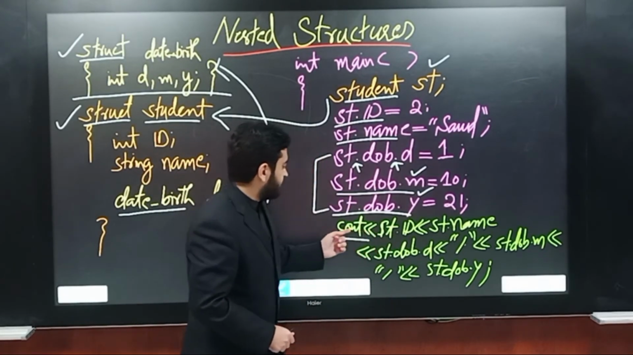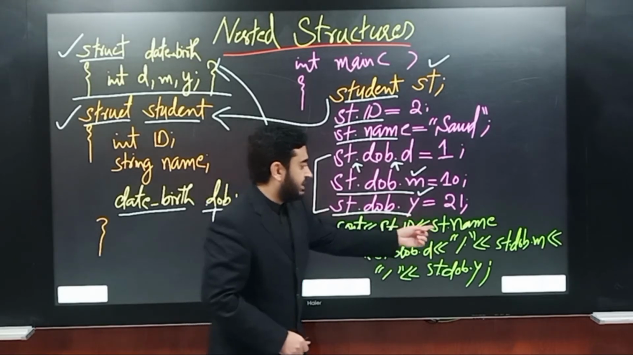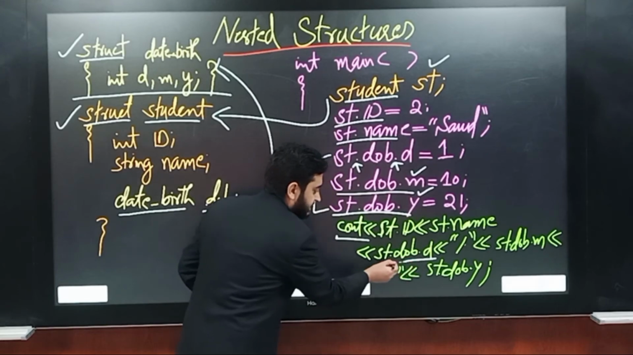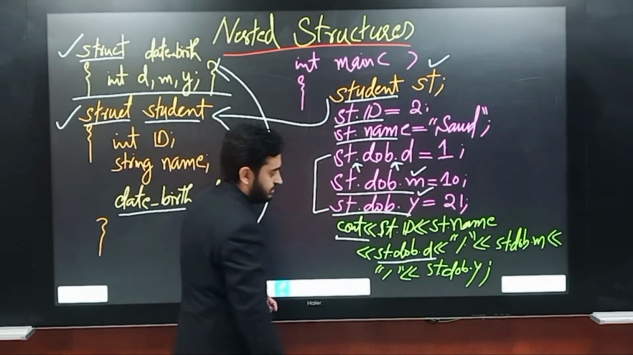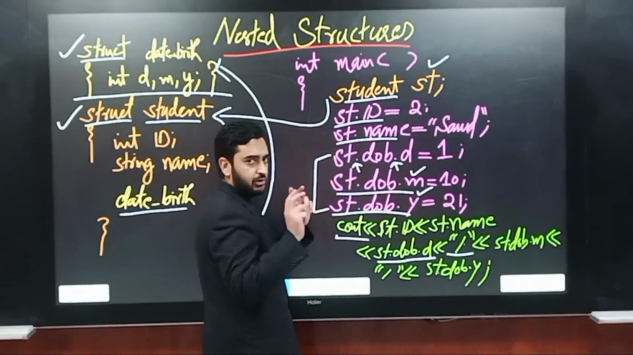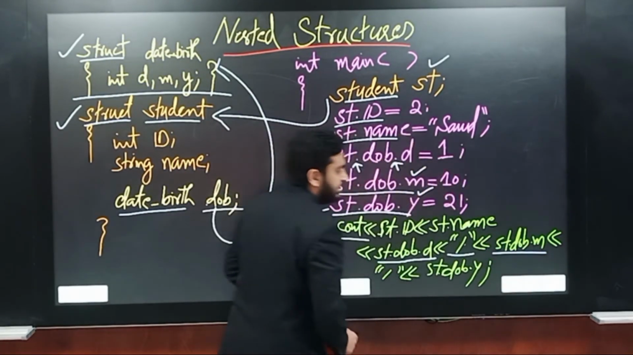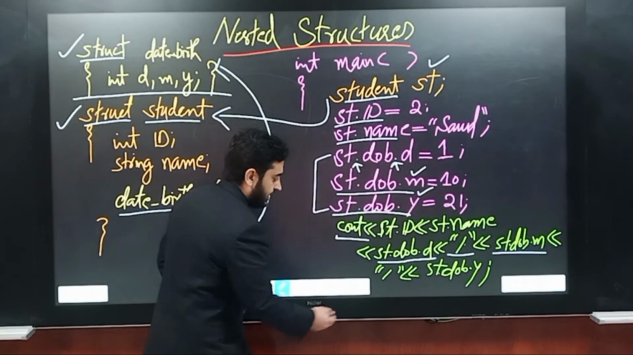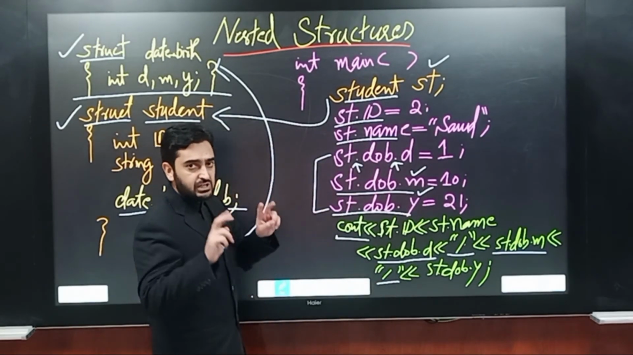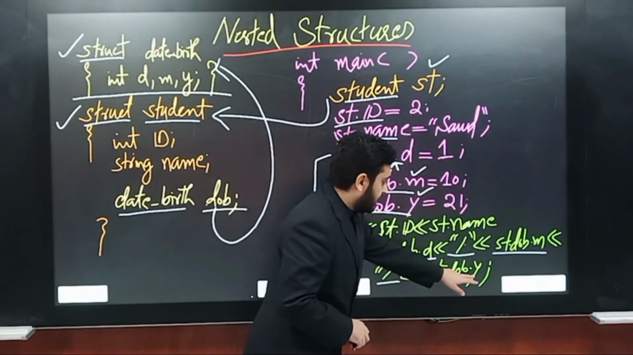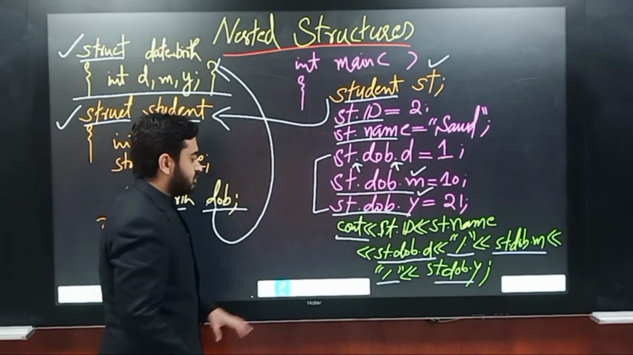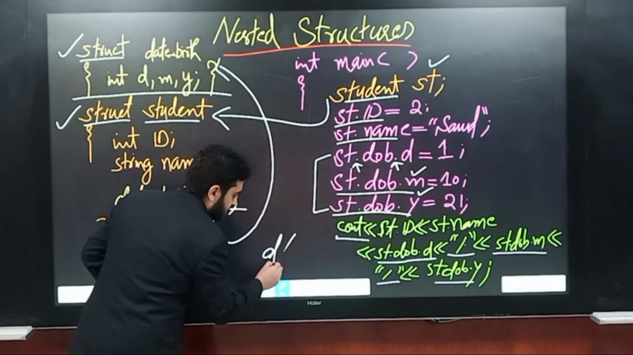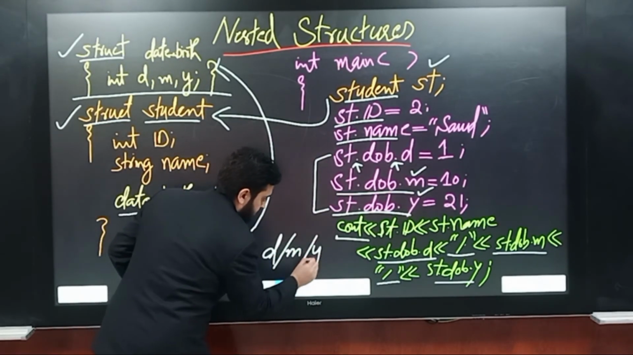So cout st.id, st.name, and then you can see here we have printed the value of d using the nested structure. Then we are printing the slash in double quotes. Then we are printing st.dob.m, the value of m using the nested structure. Then we are printing the slash using double quotes, and then we are printing the value of y. So this is a kind of formatting for the date: date, month, and year.